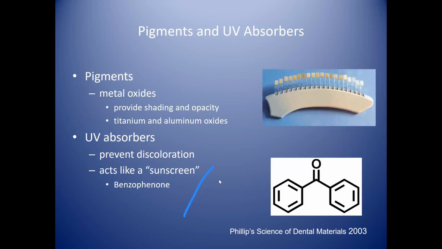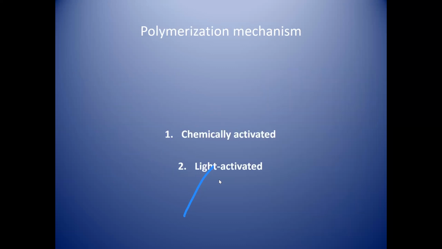Pigments and UV absorbers. Pigments help in characterization and in shade selection. Metal oxides provide shading and opacity. Titanium and aluminum oxide are commonly used pigmenting agents. UV absorbers prevent discoloration and act like a sunscreen, and benzophenone is a commonly used UV absorber. So it prevents unnecessary curing of the material due to light.